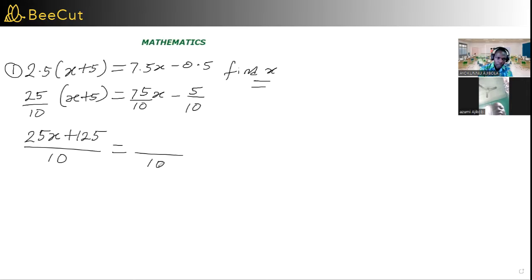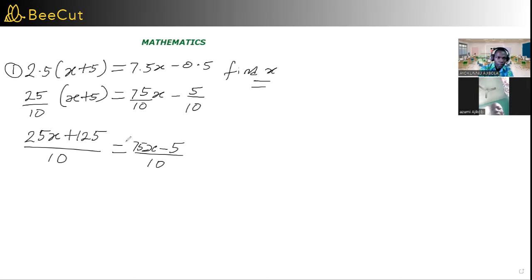How many 10 is in 10? It's 1. 1 times 75x, 75x. Then how many 10 is also in 10? It's 1. Then you have 1 times 5 is 5. So I have 75x minus 5. So all I have here, I have to cross multiply.